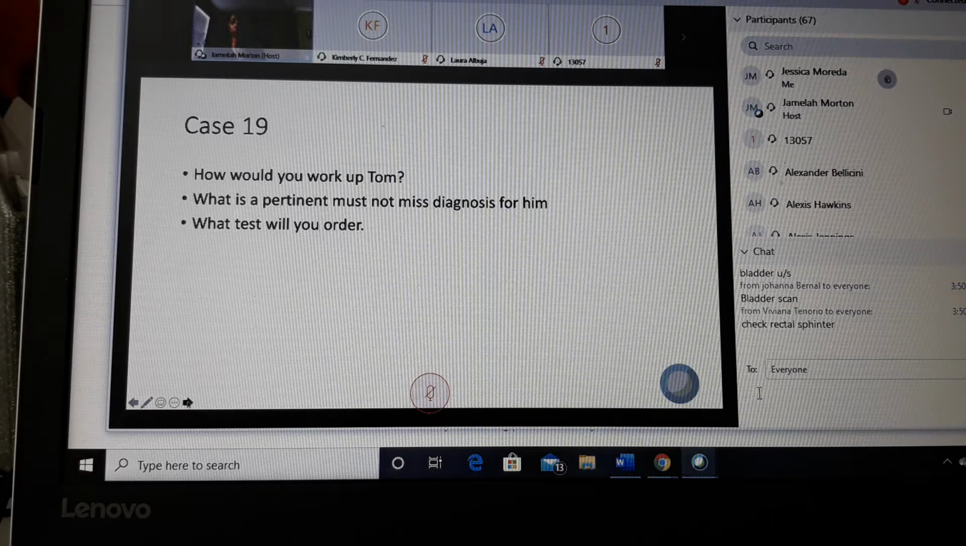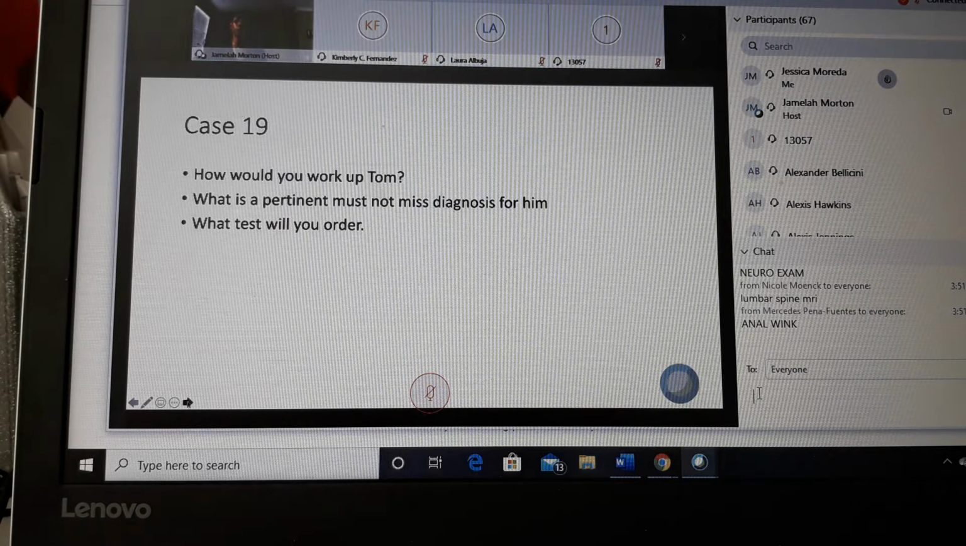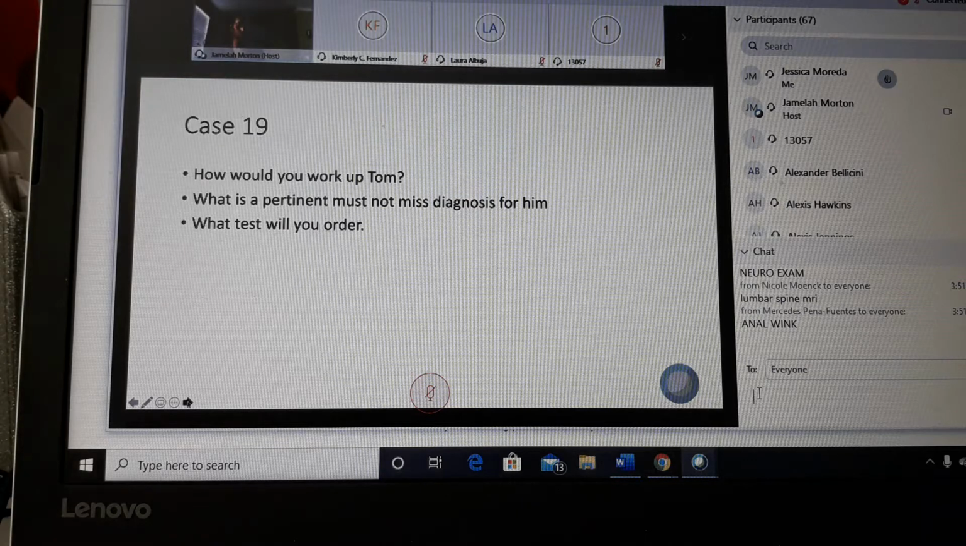What test? A neuro exam. MRI, Dr. Abuha? Yeah, MRI, neuro exam, bladder scan, rectal sphincter check. Yes, so we're doing rectal sphincter tone. We're going to do a bladder scan. We're going to get that patient to a stat MRI. We'll probably insert a Foley before we take him because we don't want a bladder rupture. And then we're going to get that patient to the MRI scanner as soon as possible.